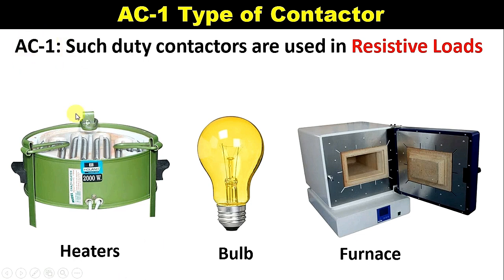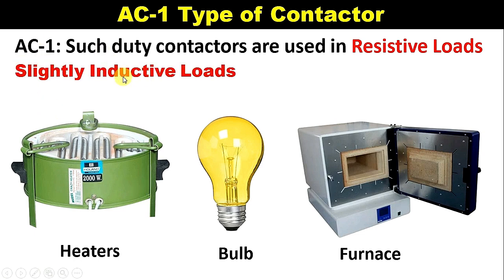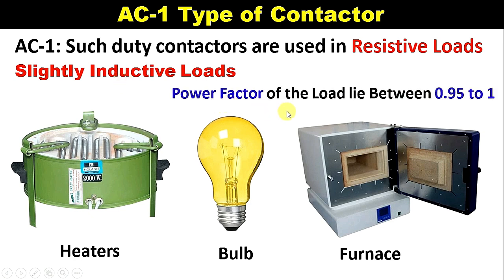Apart from this, you can use the AC1 type of contactor for inductive loads also, but it must be a light inductive load. It means the power factor must lie between 0.95 and 1. If the power factor of your load lies between 0.95 and 1, then you can easily use the AC1 type of contactor.